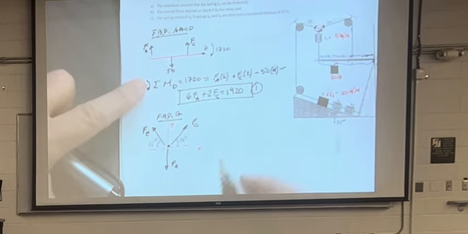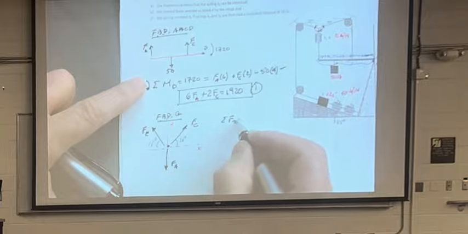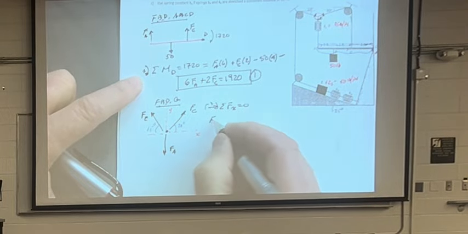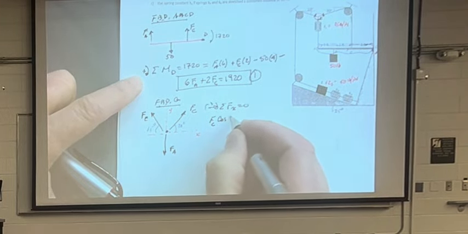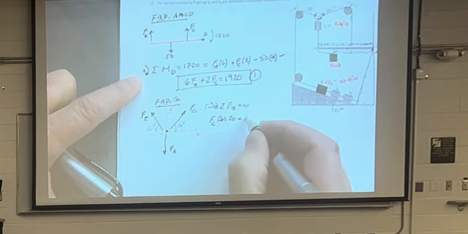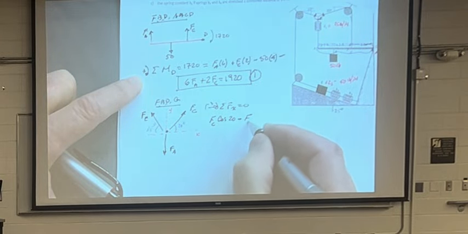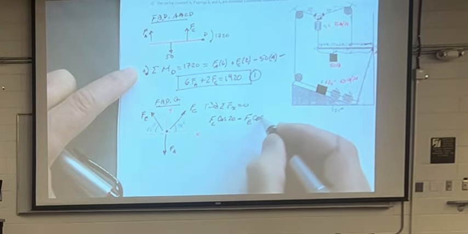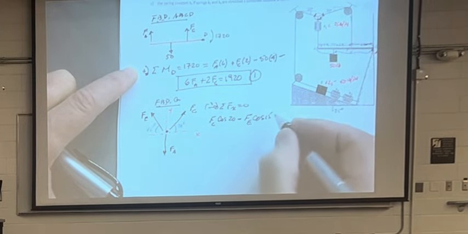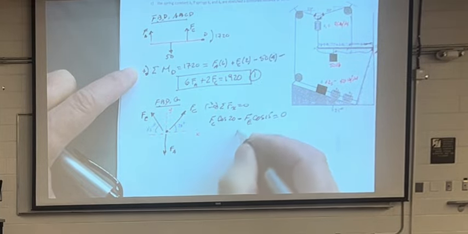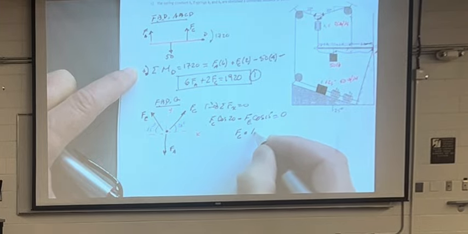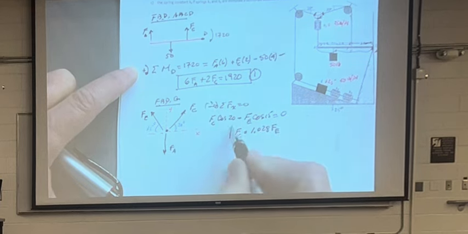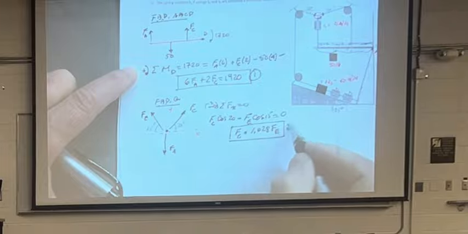So I'm going to write some forces in x equals 0, positive to the right. That's going to be FC cosine 20 minus FE, that's the new one that popped up, cosine 15 must equal 0, or FC is equal to 1.028 FE. I didn't get an answer, but I got another equation. That's equation 2.